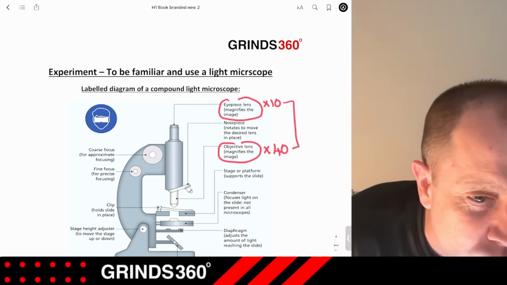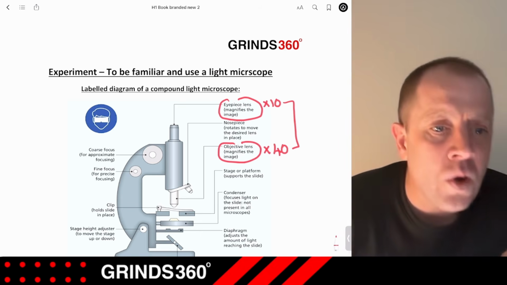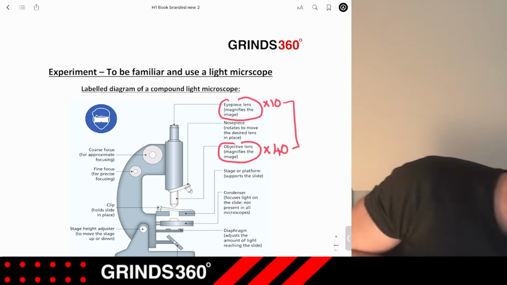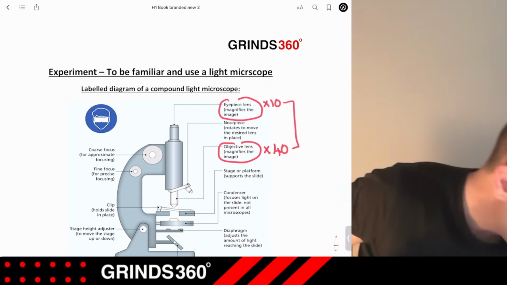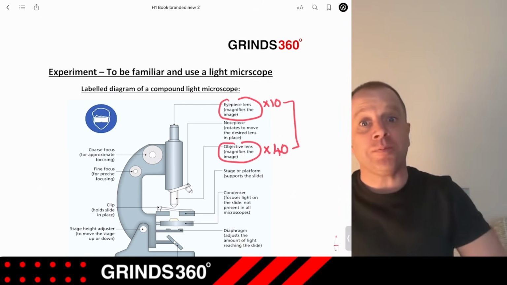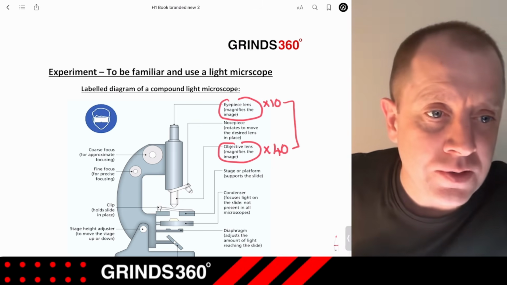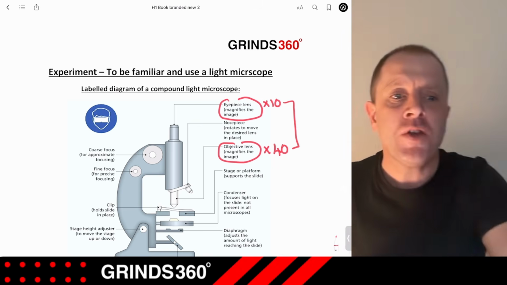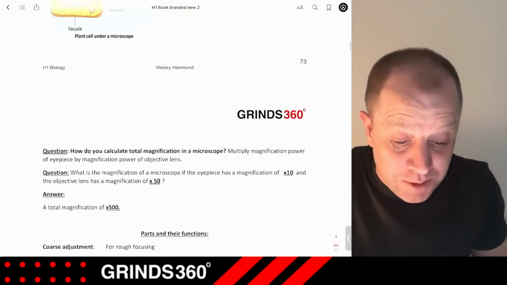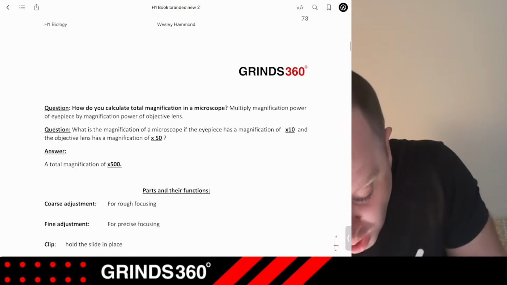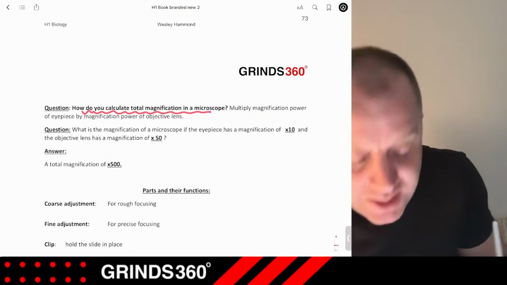What do I do to the 2 numbers, everybody? So what do I do to the 2 numbers? I'll give everybody a second there. So what do I do to those 2 numbers? If I want to get total magnification, what do I do to the 2 numbers? Okay, brilliant. So what I do to the 2 numbers is, of course, I multiply them. So I want you to note there, how do you calculate the total magnification?